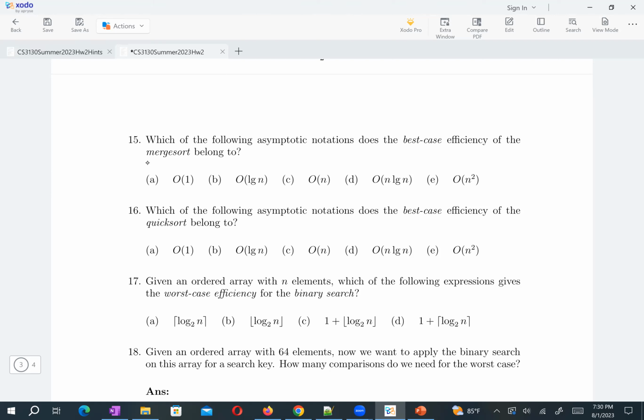Asymptotic notations, best case efficiency of merge sort is n log n. Best case. Yeah, because even for merge sort, our data distribution is very balanced. So the best case, worst case, the merge operation is slightly different, but after we solve the recurrence relation, we also get n log n for merge sort.